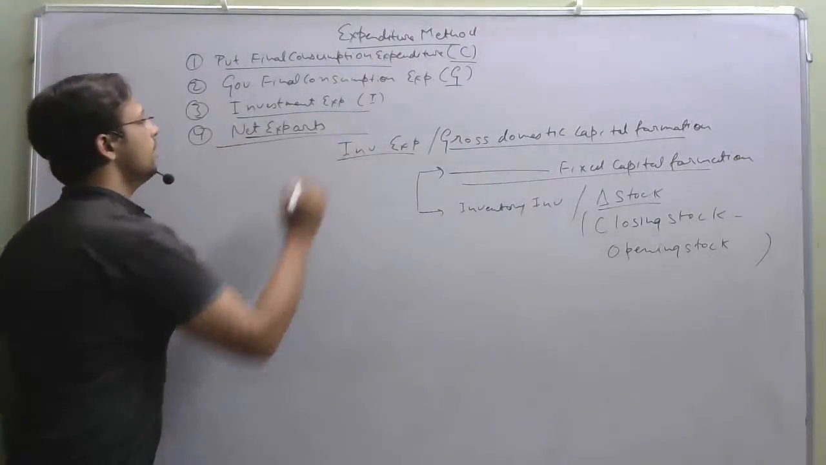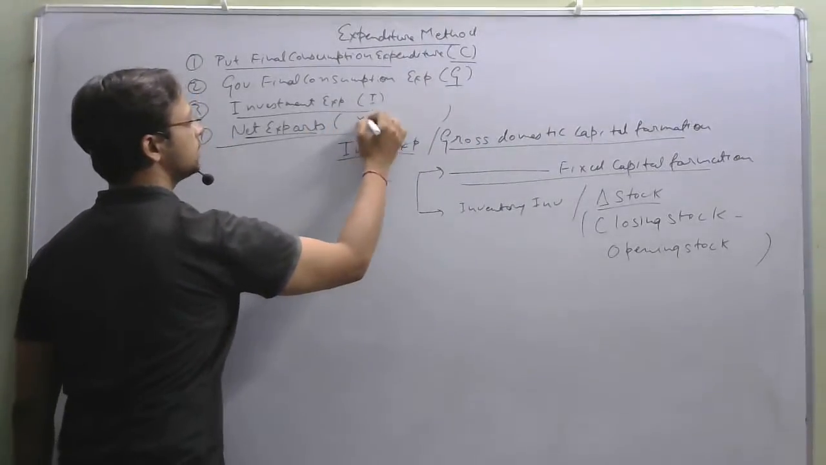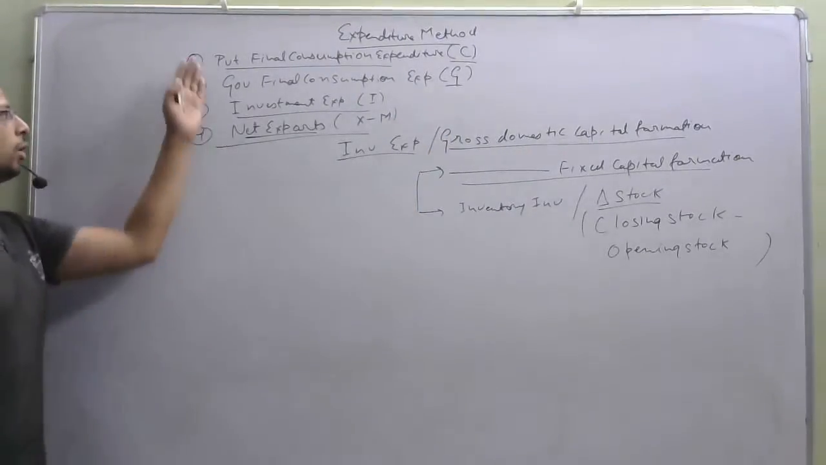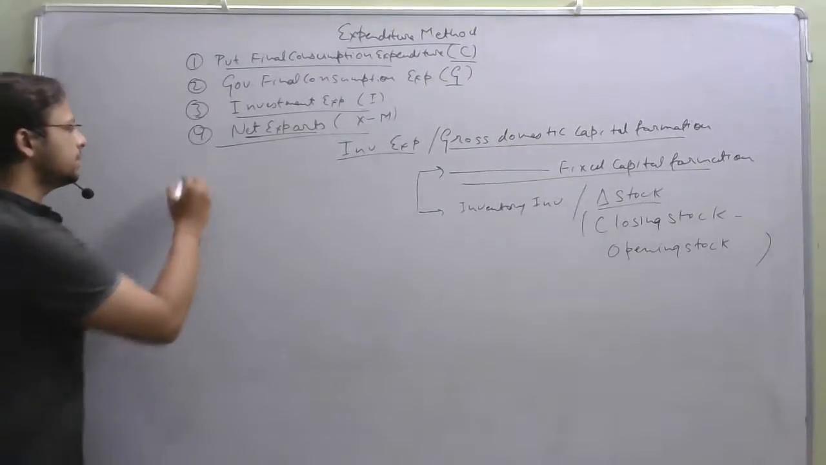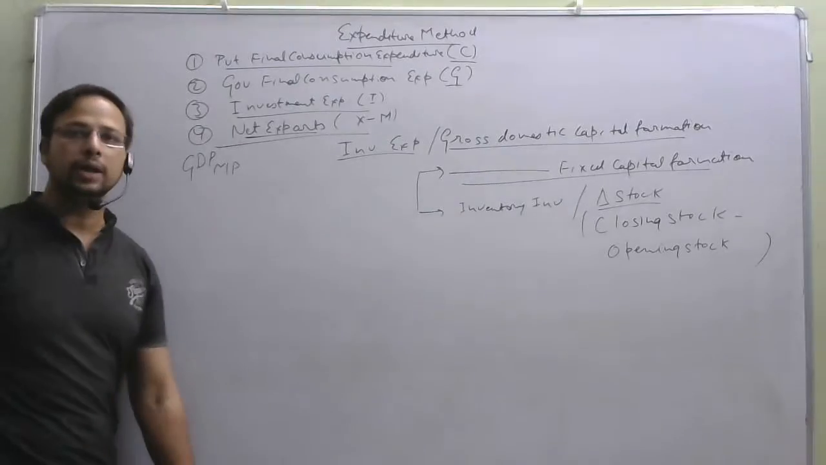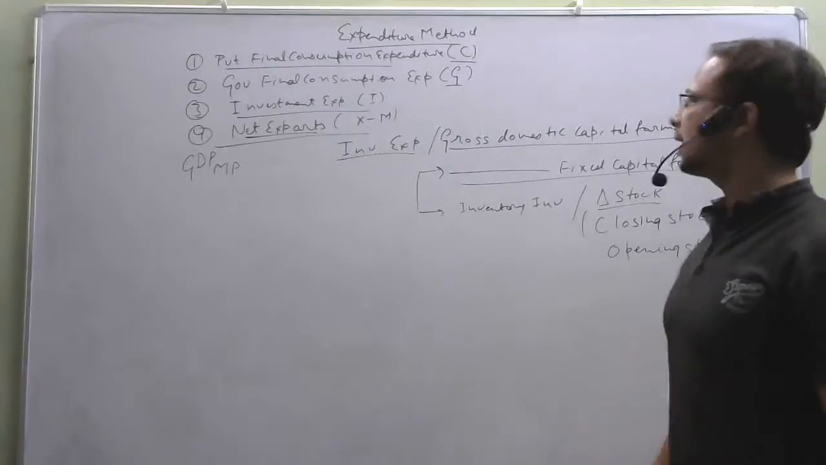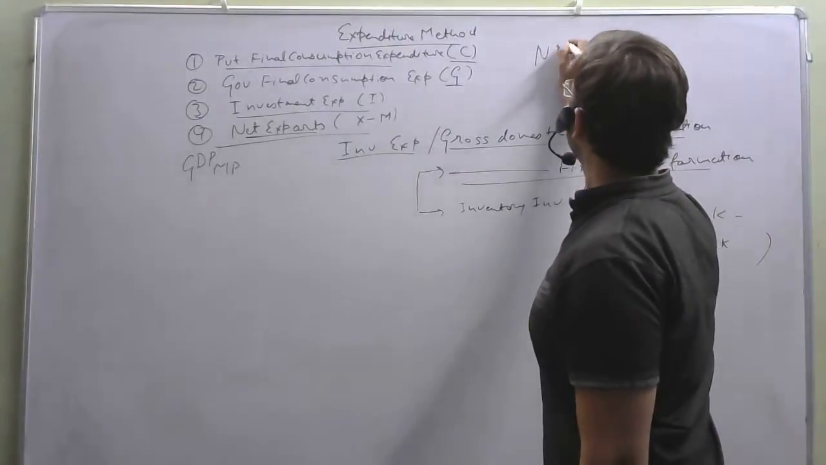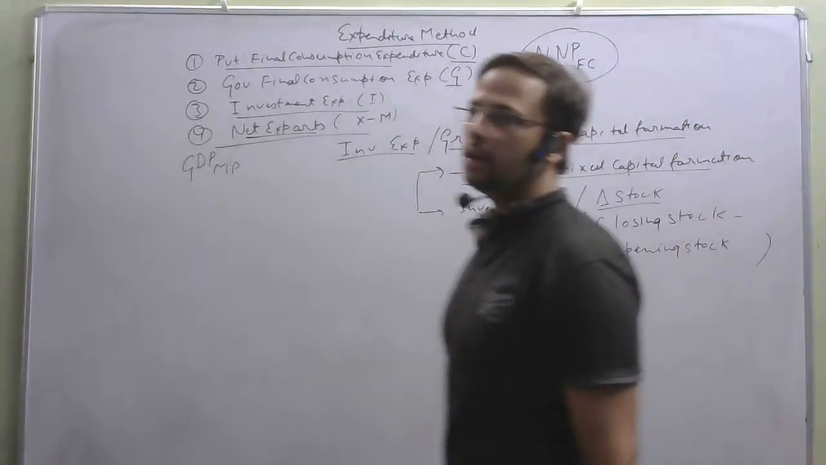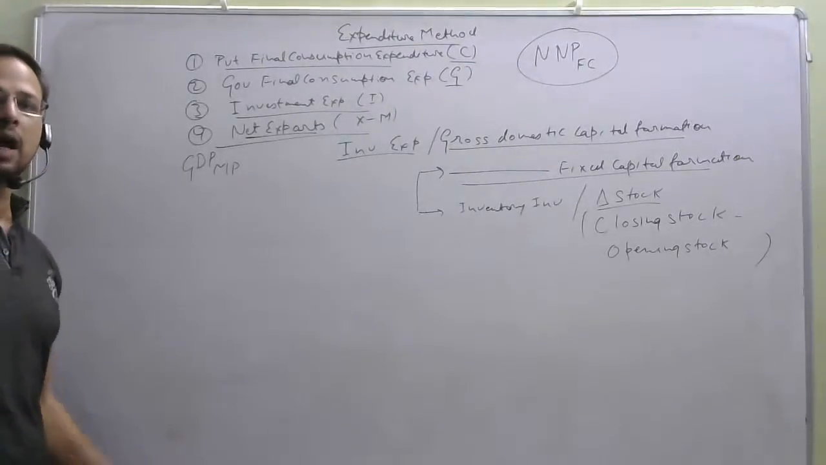Now, net exports is known by the name X minus M, that is exports minus imports. When we add all these four heads, the thing that we get is GDP at MP. Now, we don't get national income from that. As we know, the aggregate for national income is NNP at FC. So we need to convert GDP at MP into NNP at FC. And how do we do that?